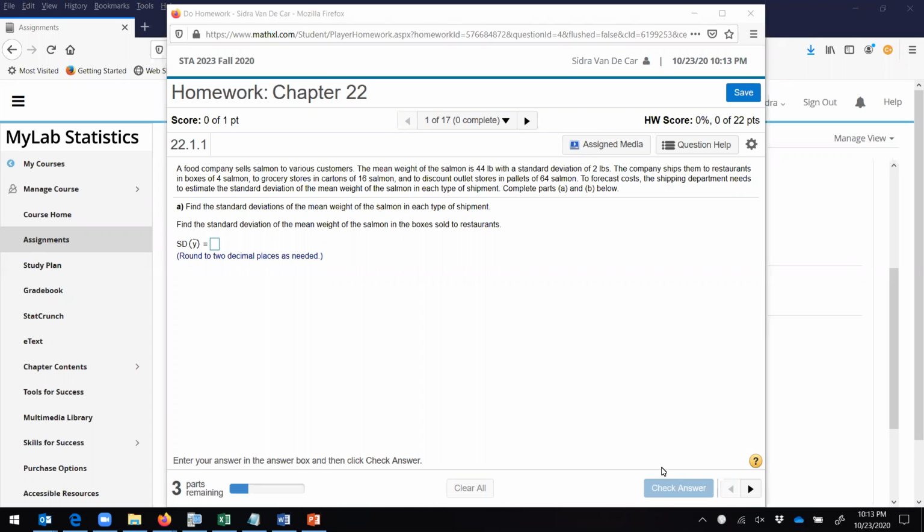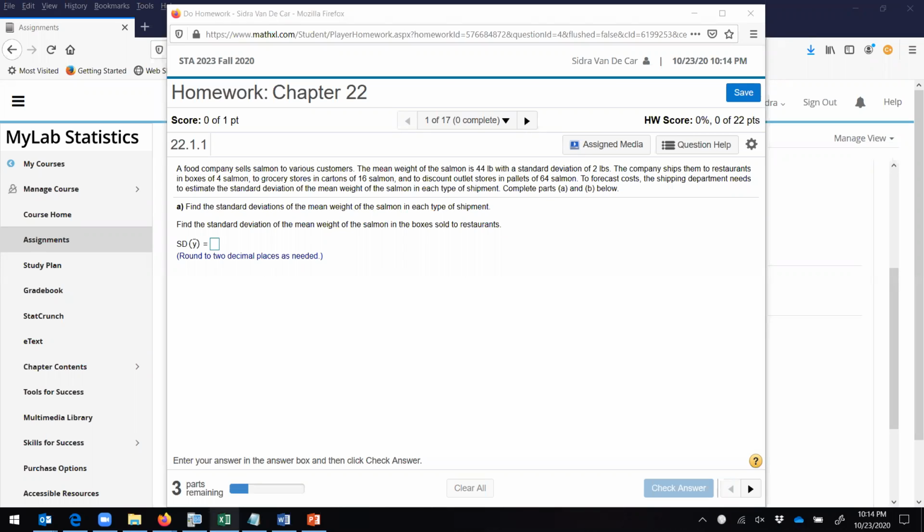Right, let's look at the chapter 22 homework. A food company sells salmon to various customers. The mean weight is 44 pounds, with a standard deviation of 2. The company ships them to restaurants in boxes of 4, to grocery stores in cartons of 16, and to discount outlets in pallets of 64.